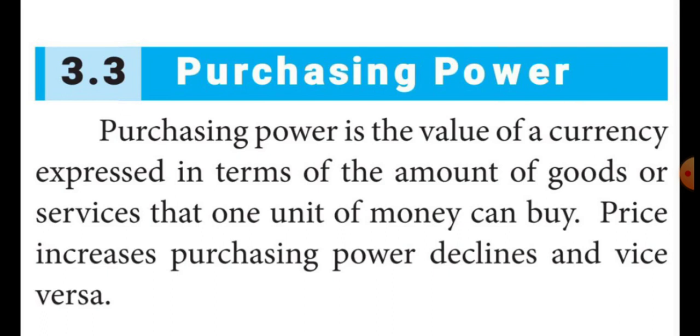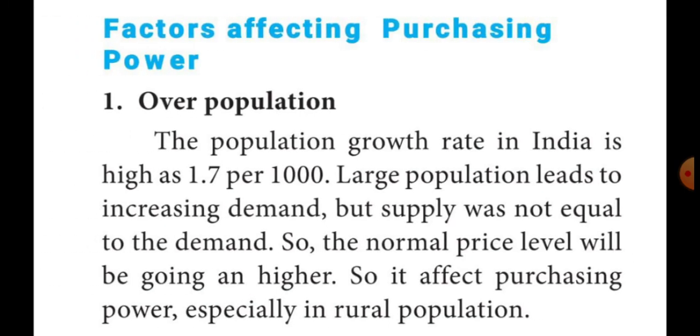Students, now I am going to explain some of the factors affecting purchasing power. Mainly 6 factors are affecting purchasing power. They are overpopulation, increasing prices of essential goods, demand for goods, price of goods affecting the value of currency, production and supply of goods, poverty and inequality.